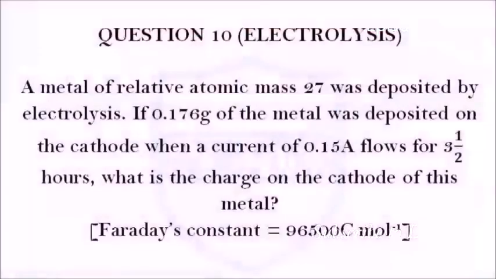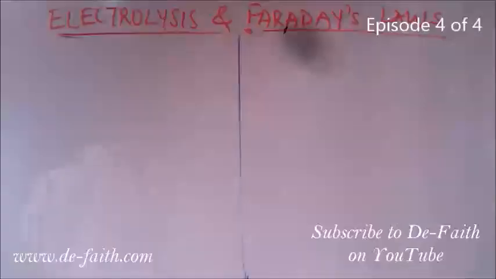Next, we have that a metal of relative atomic mass 27 gram was deposited by electrolysis. If 0.176 gram of the metal was deposited on the cathode when a current of 0.15 ampere flows for 3.5 hours, what is the charge on the cathode of this metal? And so in this question, we have to determine the charge, and the charge is more like looking for the oxidation number on the metal.